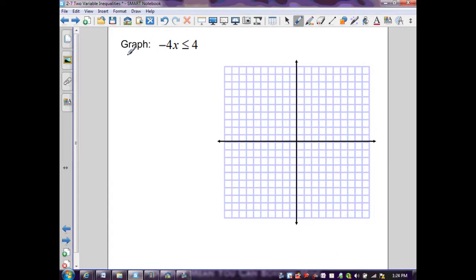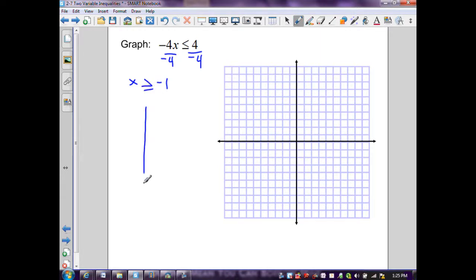Here they want us to graph negative 4x is less than or equal to 4. When we only have one variable, it's easier to create a table. So let's solve for that variable, and then we'll generate a table and graph. So here, I'm going to divide both sides by negative 4. When I do that, I'm going to get x, and on the right side, a negative 1. Also recall that when I multiply or divide by a negative value, I'm going to flip the symbol. So this is going to become a greater than or equal to symbol.